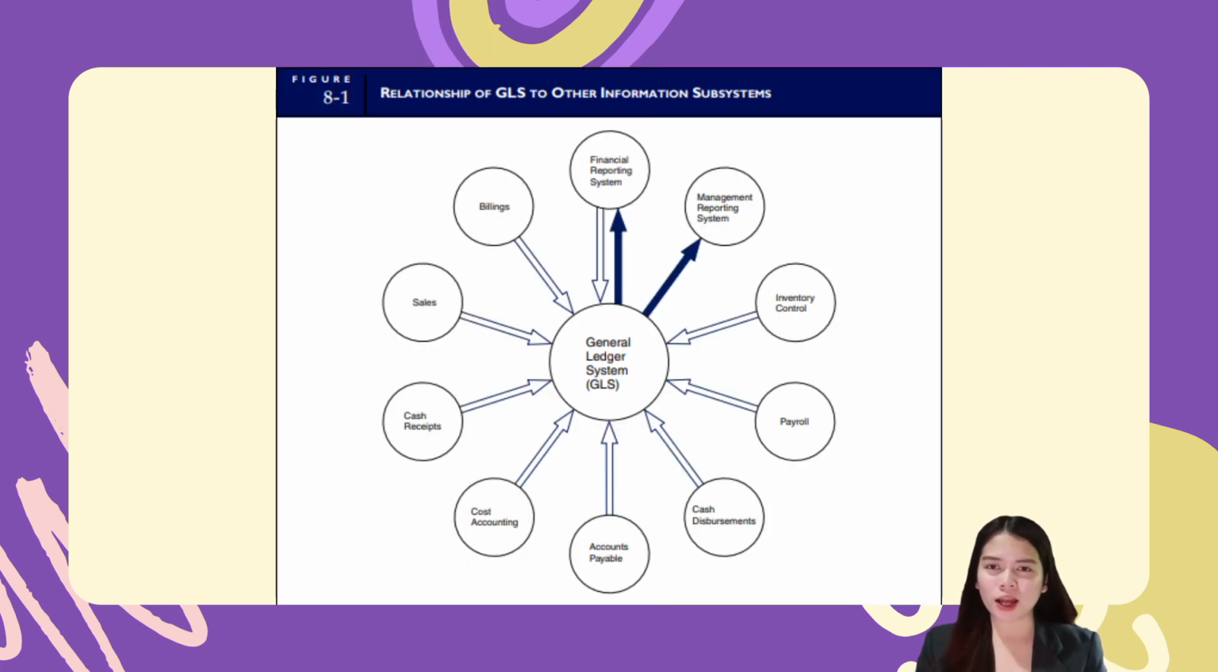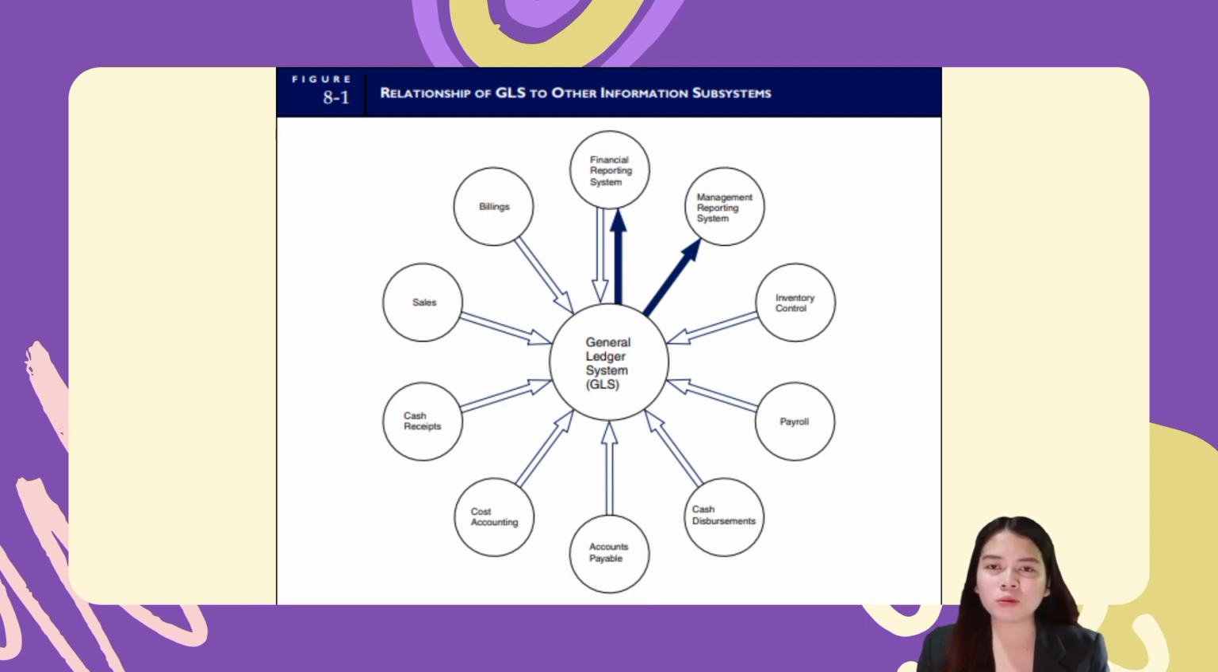Figure 8-1 characterizes the General Ledger System or GLS as a hub connected to the other systems of the firm through spokes of information flows. Transaction cycles process individual events that are recorded in special journals and subsidiary accounts. Summaries of these transactions flow into the GLS and become sources of input for the Management Reporting System or MRS and Financial Reporting System or FRS.